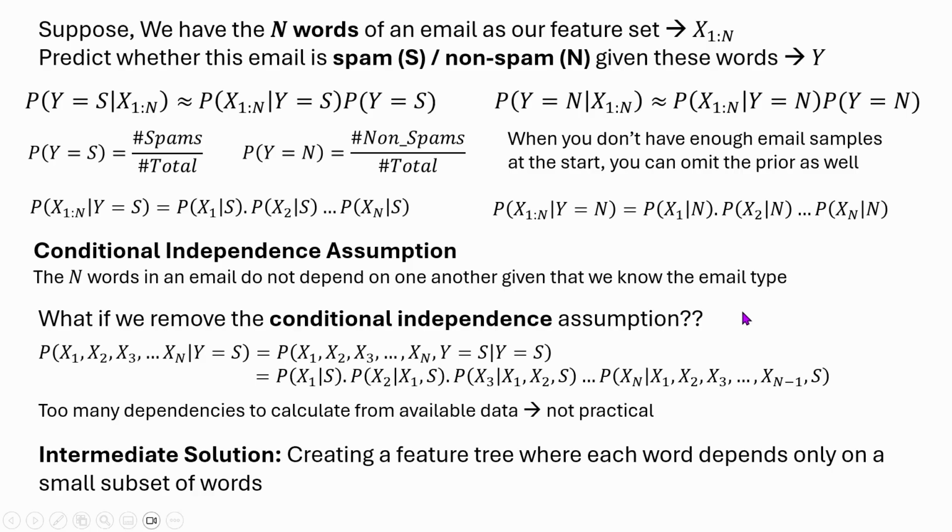There is an intermediate solution, that is, you can create a feature tree where each of these words depends only on a small subset of words. You can create this tree and then you can write this formula. Okay, so this is one example of using multiple features for predicting a certain class.